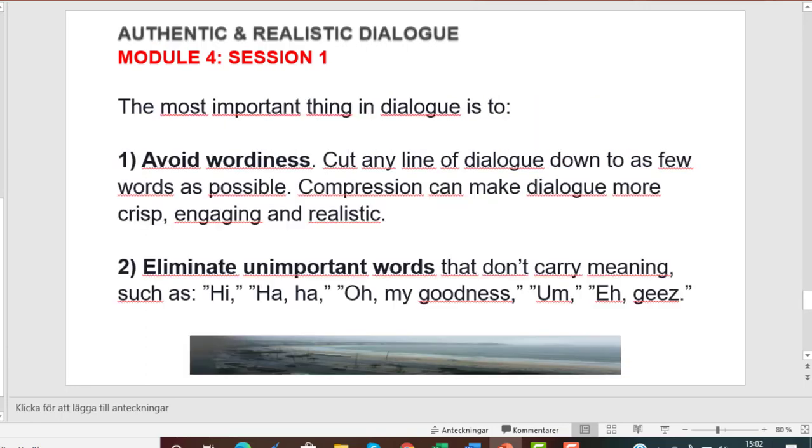The most important thing in dialogue is to avoid wordiness. Cut any line of dialogue down to as few words as possible. Compression can make dialogue more crisp, engaging, and realistic. Eliminate unimportant words that don't carry meaning, such as hi, ha ha, oh my goodness, geez. Expressions like this sound chatty and unimportant. They reduce tension. These types of words can be used in making a character's speech distinctive, but use them only sparingly.